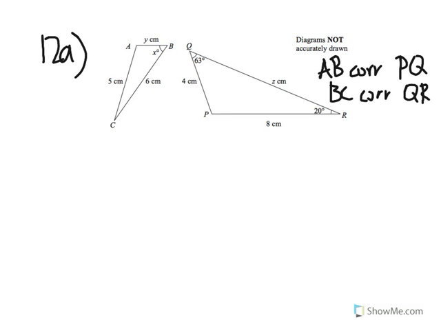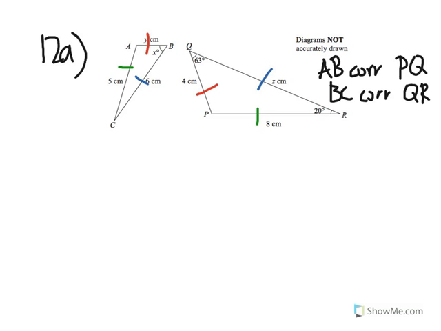Okay, so question 12, we are given 2 similar triangles, and similar triangles are triangles with the same angles, but their sides are not exactly the same, okay? They're saying that AB corresponds to PQ and BC corresponds to QR. So since they're similar triangles, the last side should correspond to the last side. So that means AC should correspond to PR.